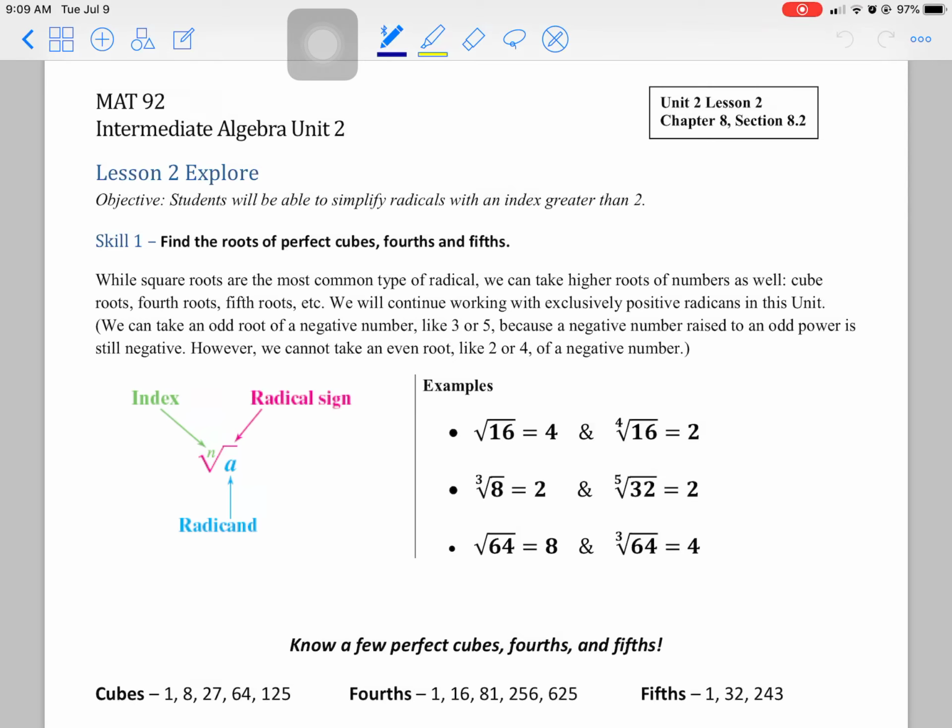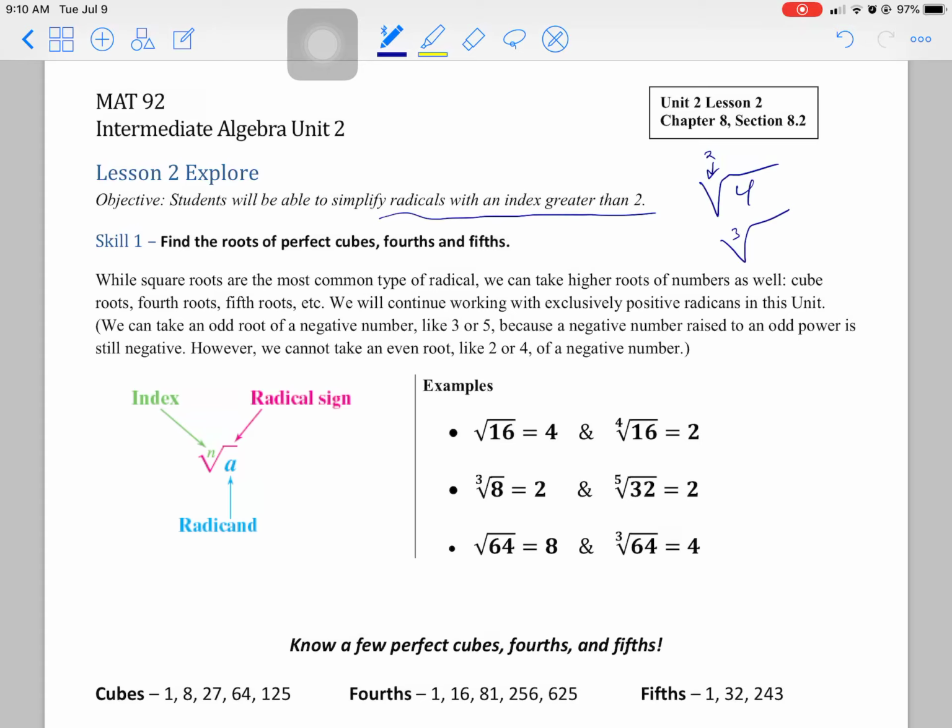All right, Unit 2, Lesson 2. This is Chapter 8, Section 8.2 in your book. Students will be able to simplify radicals with an index greater than 2. So remember, when there's no number there, the index is considered to be a 2. When there's a different number there, they will write it in there.